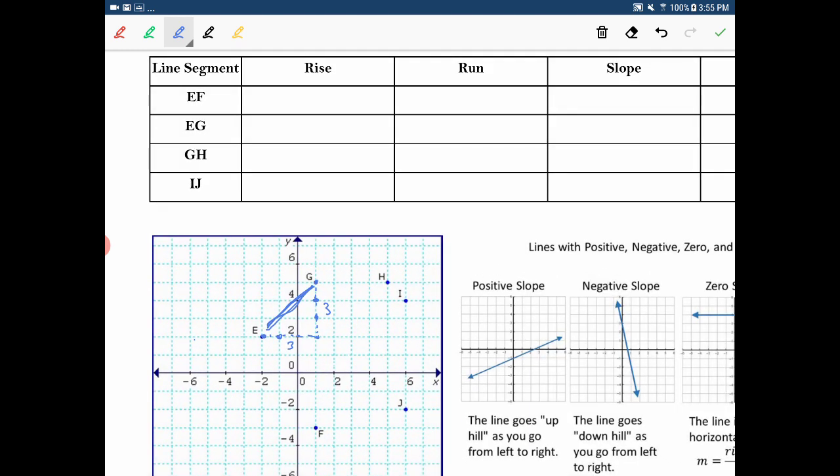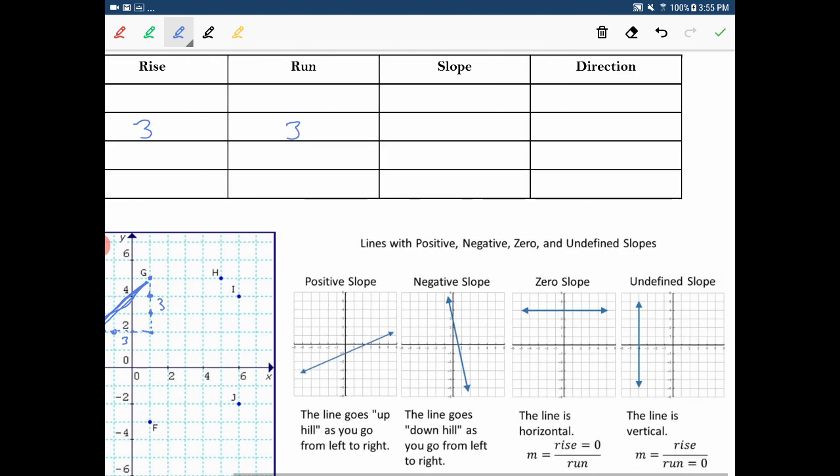All right, so the rise is 3, the run is 3, which means the slope is 3 divided by 3, which just equals 1. So that's a slope of 1.